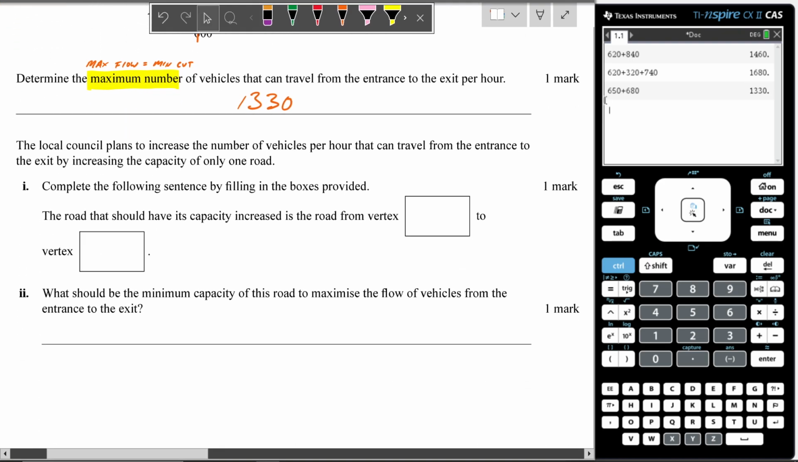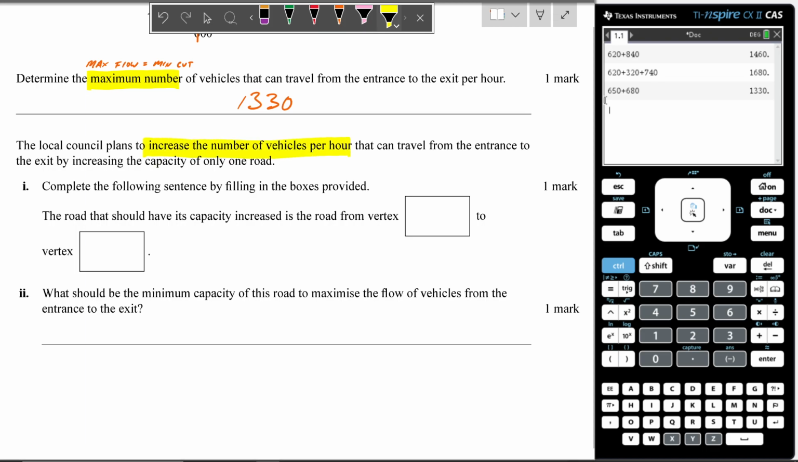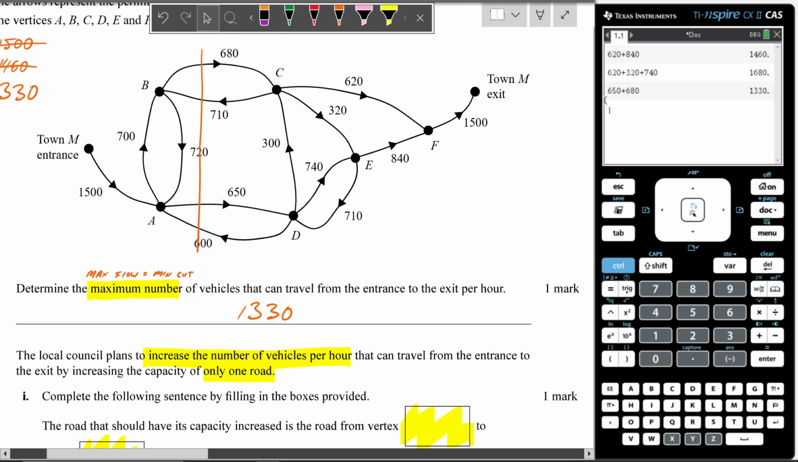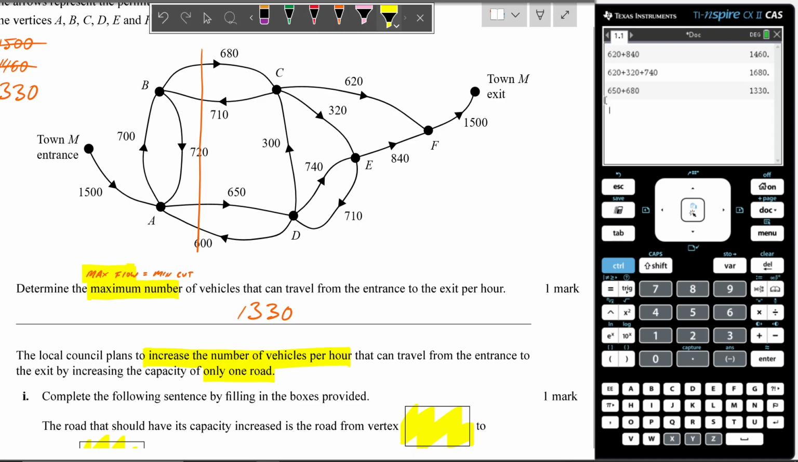The next part says, the local council plans to increase the number of vehicles per hour that can travel from the entrance to the exit by increasing the capacity of one road. Complete the following sentence by filling in the boxes provided. The road that should have its capacity increased from vertex what to vertex what. So what we want to do here is we want to increase our maximum flow. If I want to increase the maximum flow, by necessity, that means I'm going to have to increase the minimum cut because my maximum flow is my minimum cut.